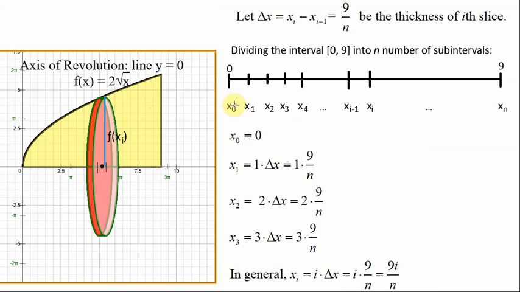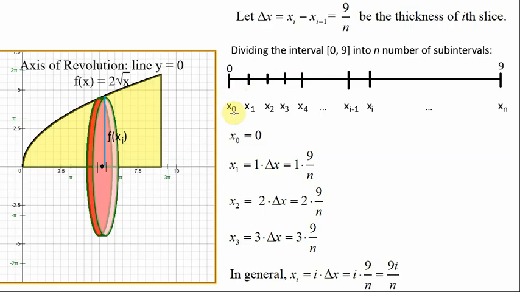And what I want to do next is this. I'm going to divide the interval from 0 to 9 into n number of sub-intervals. And then the value right here, let's call it x of 0, and then x of 1, x of 2, x of 3, x of 4. And then eventually we'll get to x of i minus 1, and then x of i, and then all the way over to 9, which is x of n. And so the thickness of this disc right here, earlier we denoted as delta x. And so from here to here would be delta x, and then from here to here would be delta x, delta x, delta x, and so on.